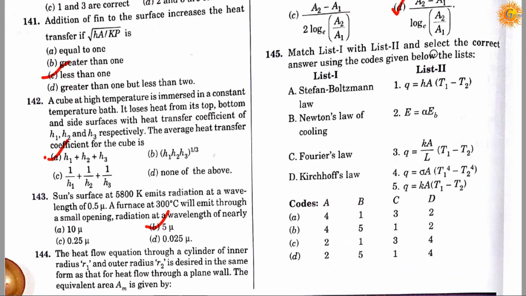Question number 145. Match the first list with the second list and select the correct answer using the code given below. The correct answer is C. According to this, the Stefan-Boltzmann law belongs to the formula alpha E subscript B, and Newton's law of cooling belongs to Q equals HA (T1 minus T2), and Fourier's law belongs to 3, it means Q equals KA divided by L multiplied by (T1 minus T2), and Kirchhoff's law belongs to the fourth one, it means Q equals sigma A (T1 power 4 minus T2 power 4).